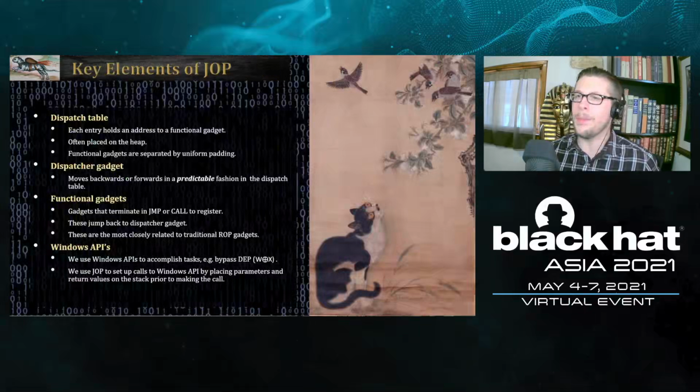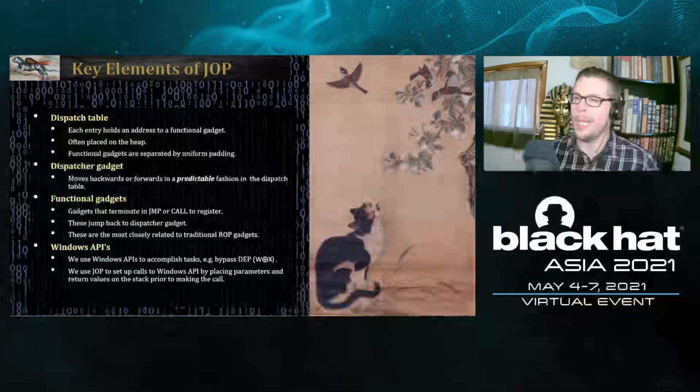So the key elements here for jump-oriented programming are the dispatch table. This contains the entries for all of our functional gadgets, all of their addresses. Typically, we'll put this on the heap, although we can also use the .data section or the stack, and we'll separate these with uniform padding. The dispatcher gadget allows us to move in a predictable fashion, forwards, backwards, however you want to do it, as long as it's predictable.